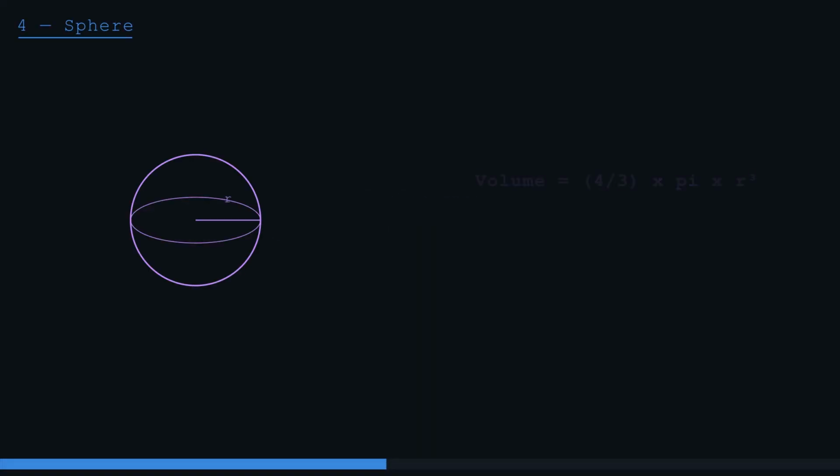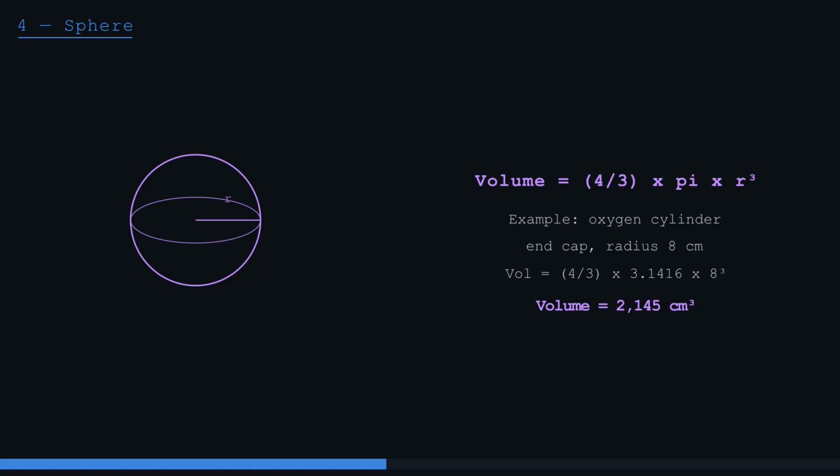For a sphere, volume equals 4/3 times pi times radius cubed. A spherical end cap with radius 8 centimeters has a volume of 4/3 times pi times 8 cubed, which is 2,145 cubic centimeters.